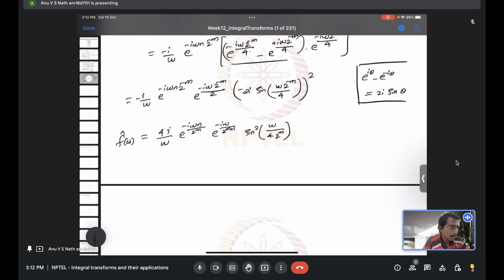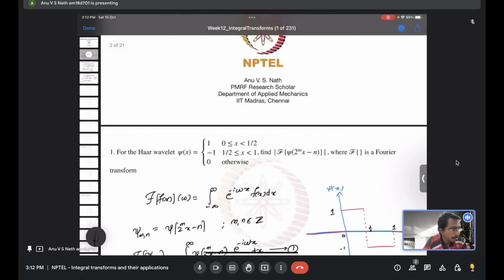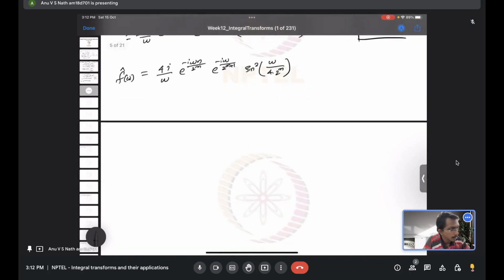Now what is asked in the question is that you have to find its absolute value. So f cap of omega absolute value. So you can see here the i and exponential of i theta, those things have absolute value which is 1. Sine square is just a positive number, so sine square of omega by 4 into 2 raised to n. So this is the answer. So is this clear? Any question in this?